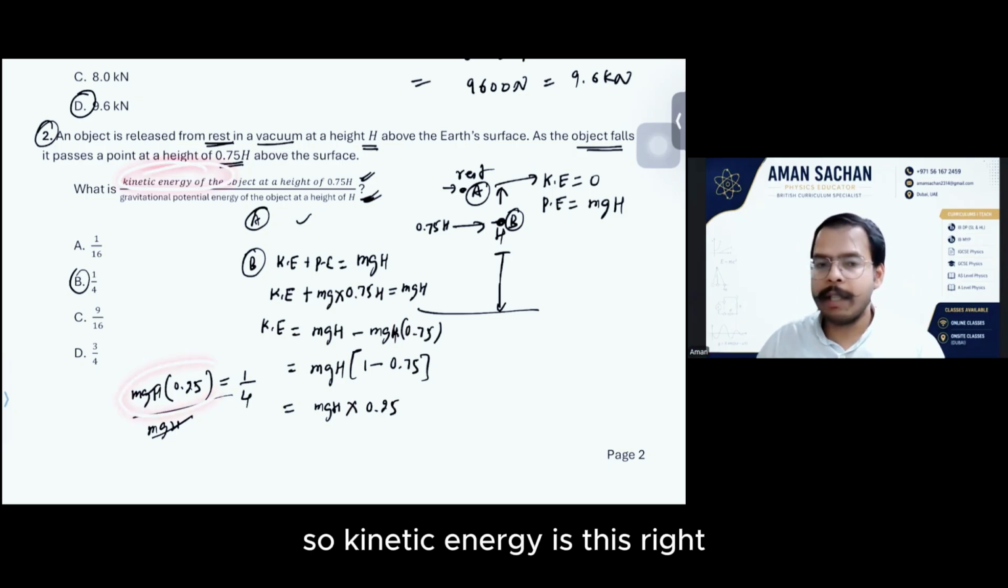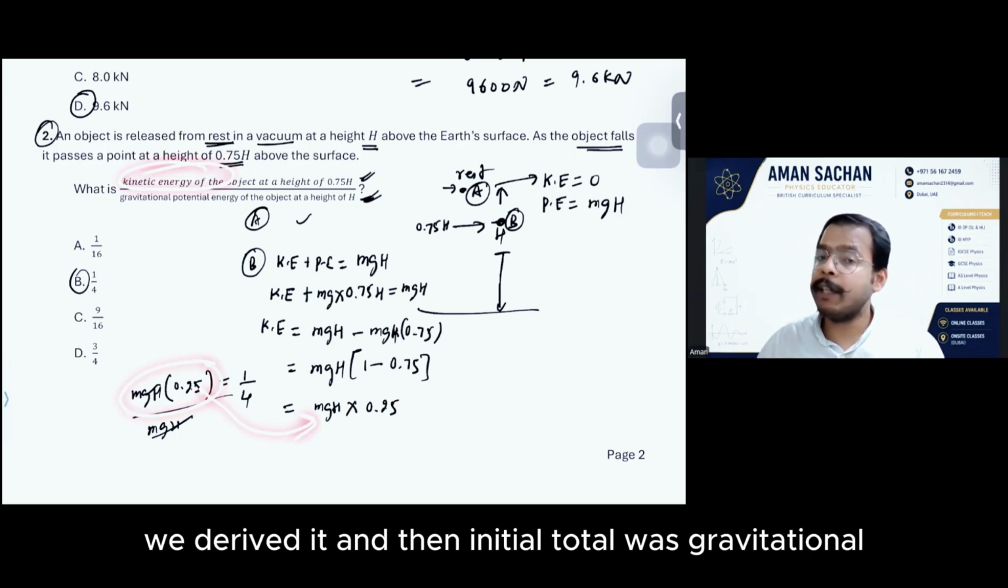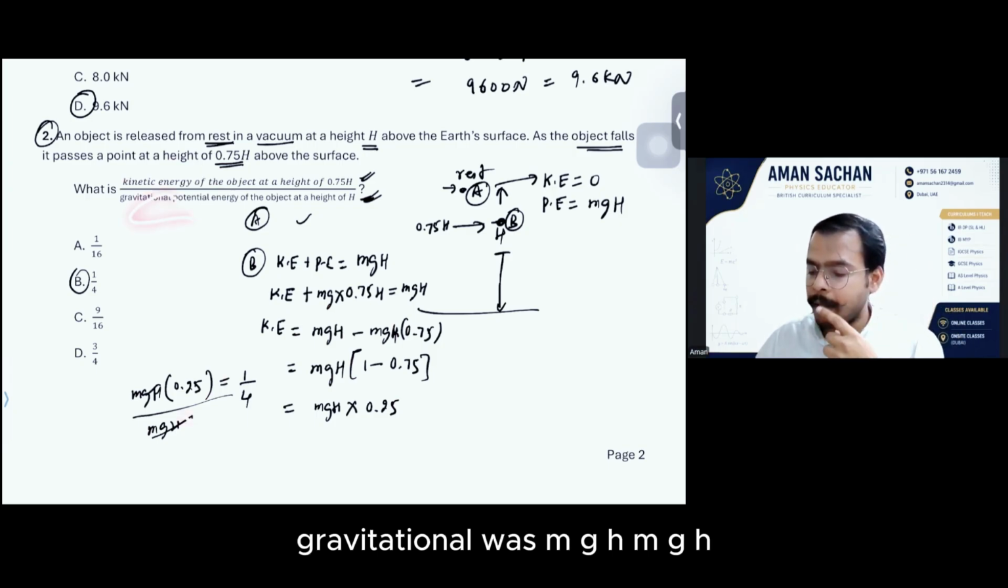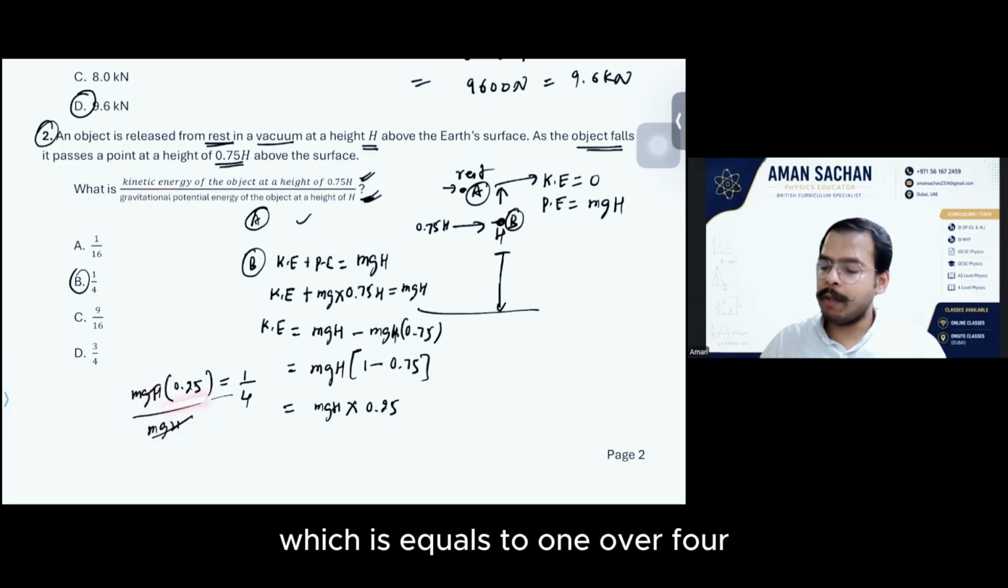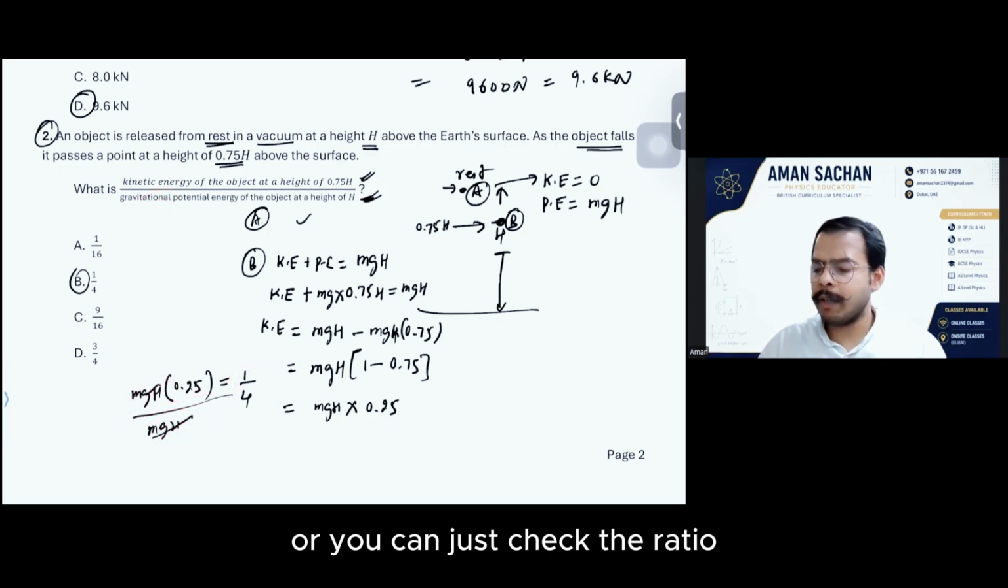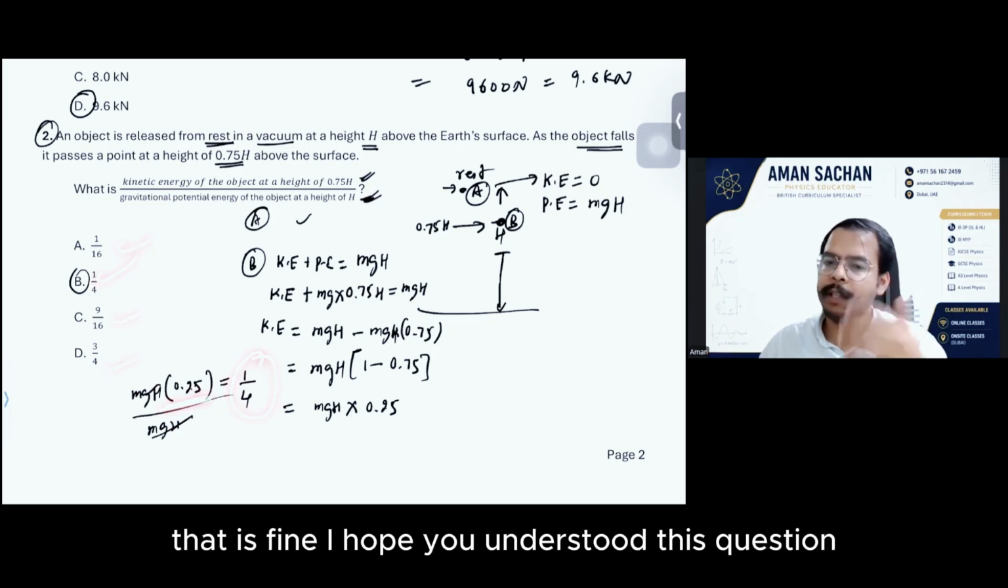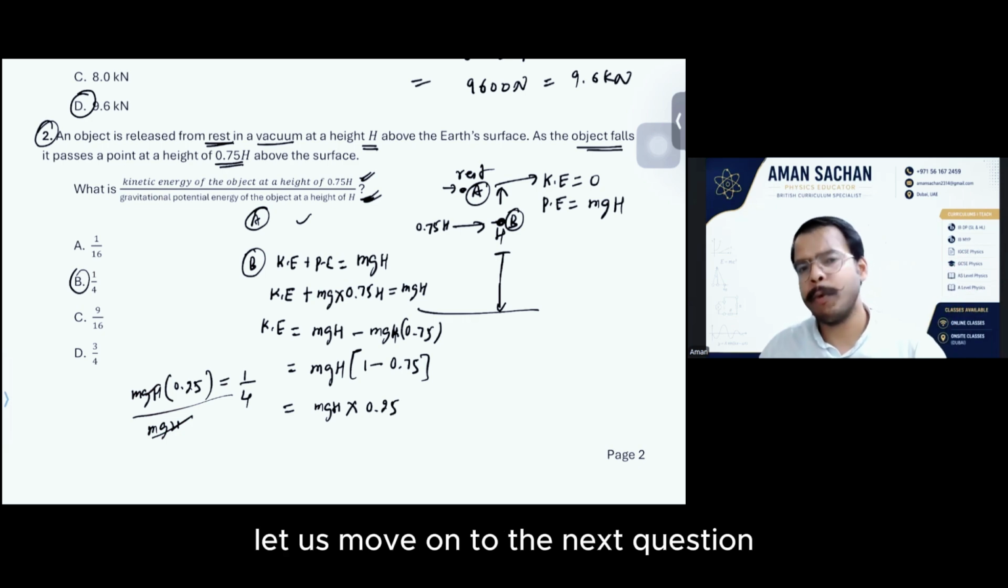So kinetic energy is this, right? We derived it. And then the initial total was gravitational, mgh. mgh cancels out. You get 0.25, which is equal to 1 over 4. Or you can just check the ratio, which ratio is giving me 0.25. That is fine. I hope you understood this question. It's easy. You can do it. Let us move on to the next question.